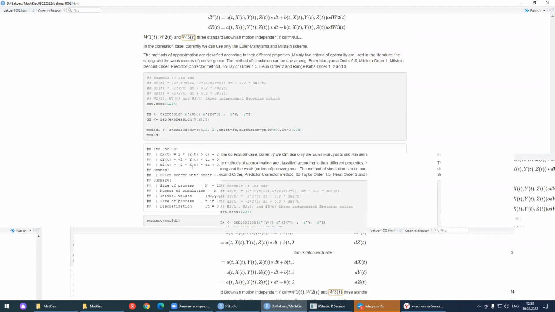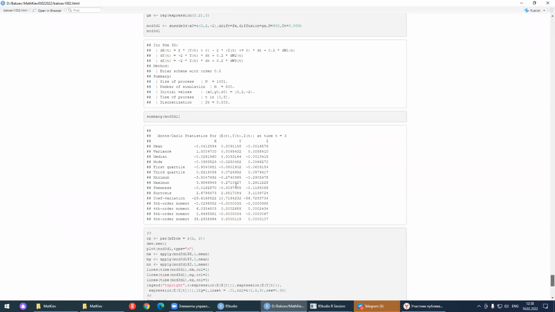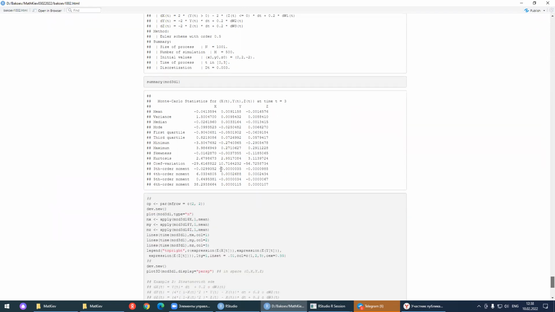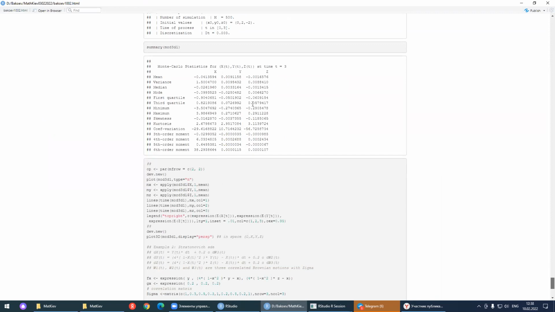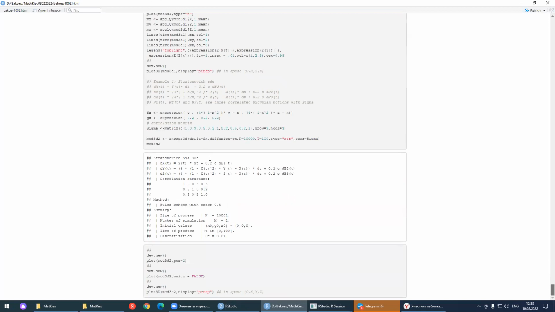Example. This is the summary statistics for the solution of this 3-dimensional stochastic differential equation system. It was for the Itô, and the next one is for the Stratonovich. You can use this one too. Okay.